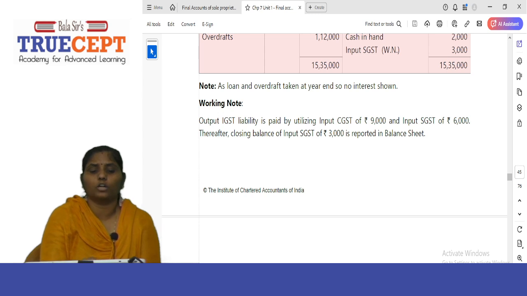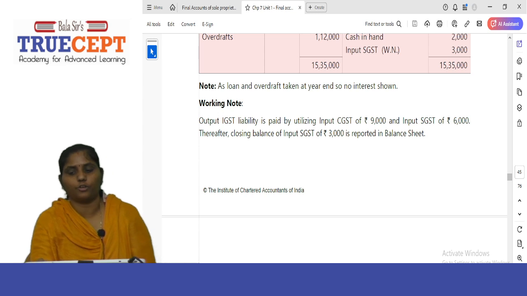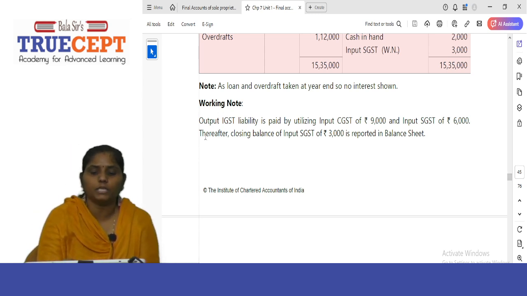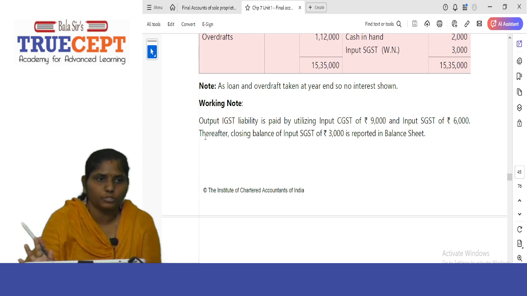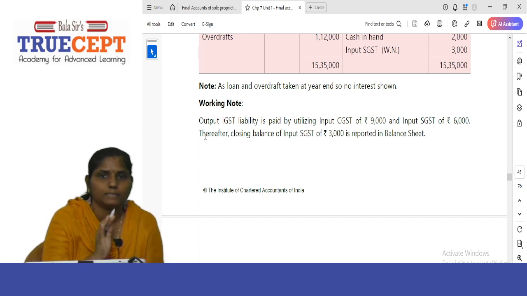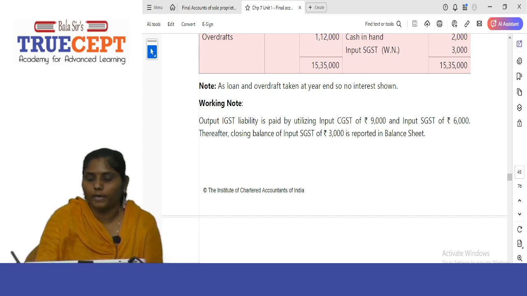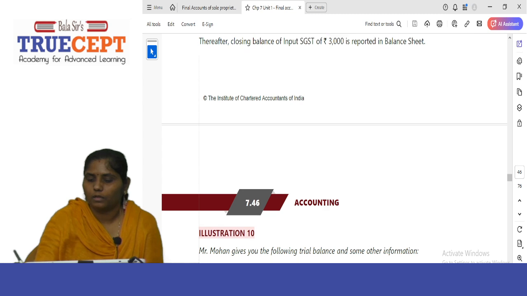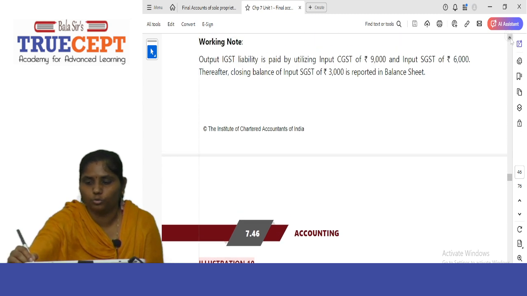See, the working note: output IGST liability is paid by utilizing input CGST of 9,000 first, then input SGST of 6,000. Thereafter, leaving a balance of how much? Input SGST 3,000, that is reported in the balance sheet. You can write a working note as simple as this. But how do I show in the examination? That is also given to you. Okay, that's not given to you, but you can do it this way.